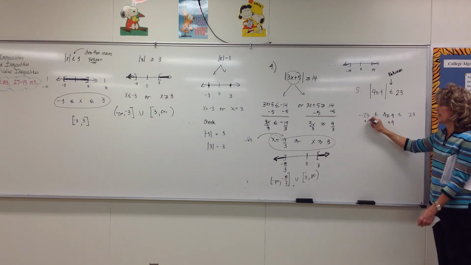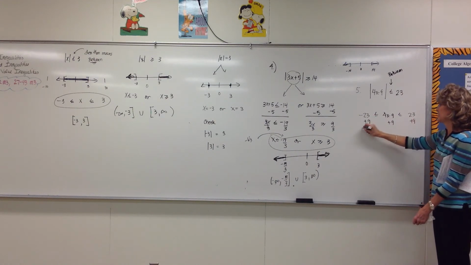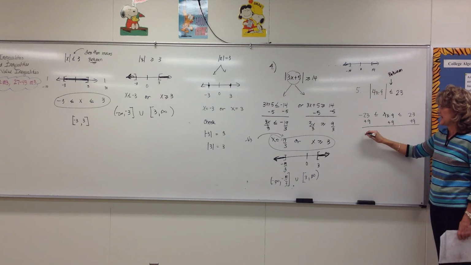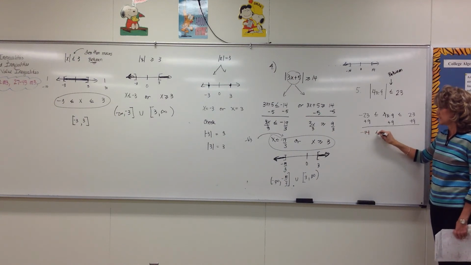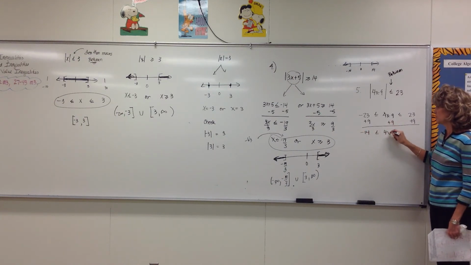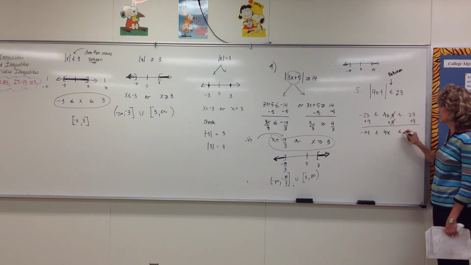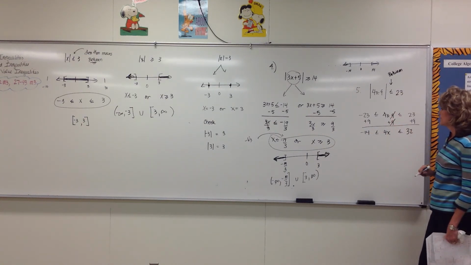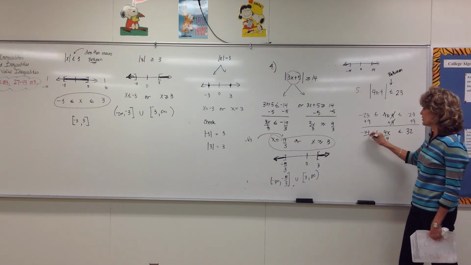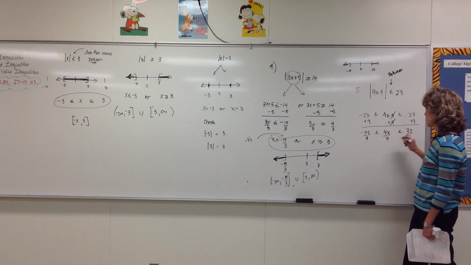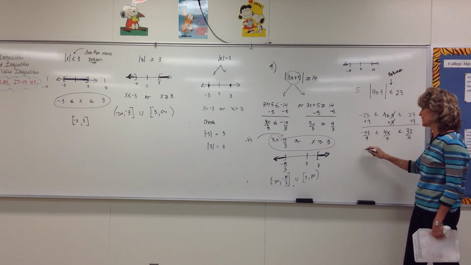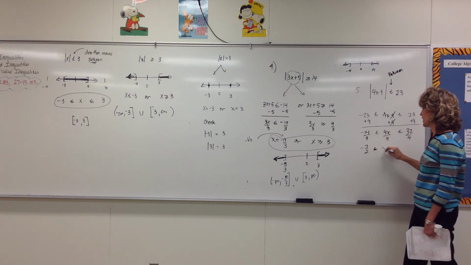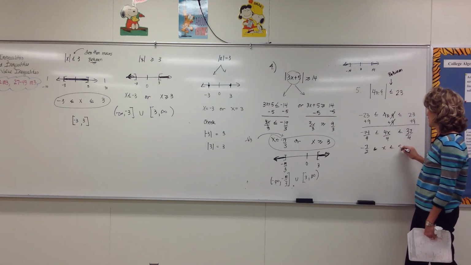Add 9, add 9, add 9. So then negative 23 plus 9 is less than or equal to just 4x, because those are gone, is less than or equal to 32. And then divide by 4, divide by 4, divide by 4. Reduce, because that doesn't divide evenly. Negative 7 halves is less than or equal to x is less than or equal to 8.